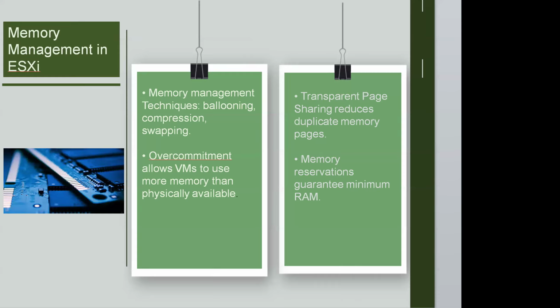All right, we're going to go to transparent page sharing. This reduces duplicate memory pages between VMs. For example, if two VMs are running at the same time, the ESXi host stores identical memory pages only once. Then we have memory reservations. With memory reservations, it guarantees a minimum amount of RAM for the important workloads in that environment. This further ensures that critical VMs always get the memory that they need.